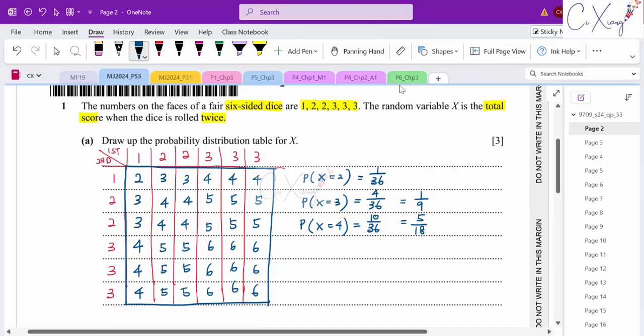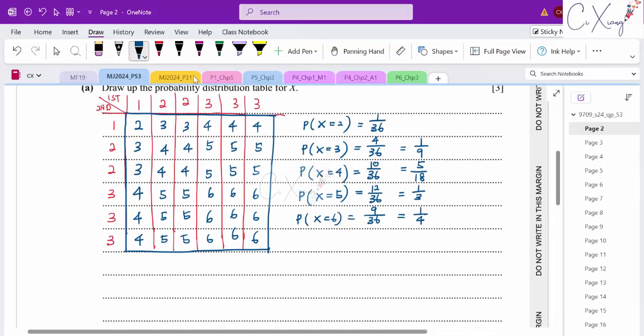Then X equals 5. Okay, so you count again, you have 12 over 36, which you can also simplify, and after simplifying you get 1 over 3. Then X equals 6 will be 9 over 36, which simplifies to 1 over 4. Since they want us to express our answer in a probability distribution table, let us create another table and show all the final answers.